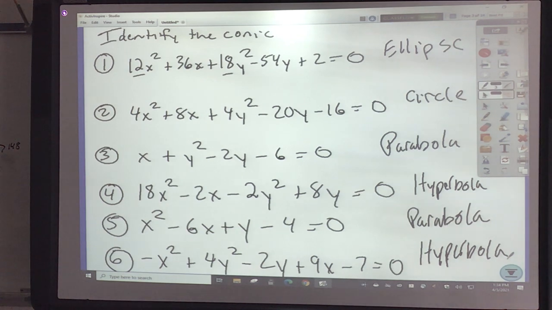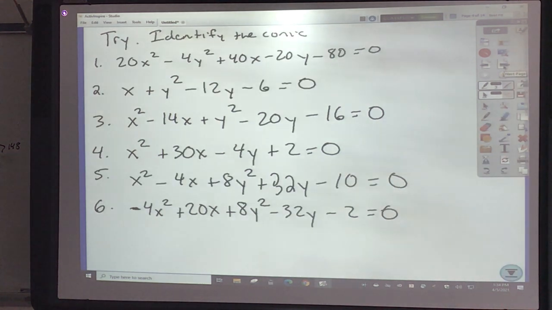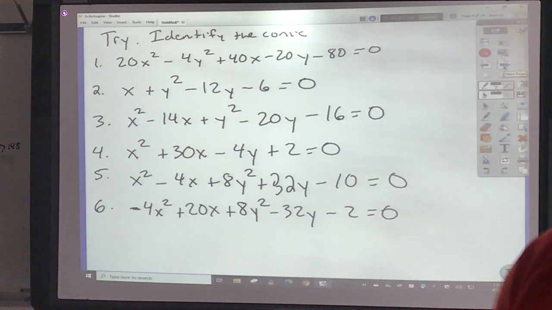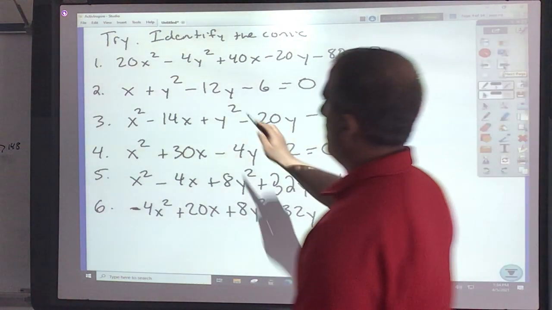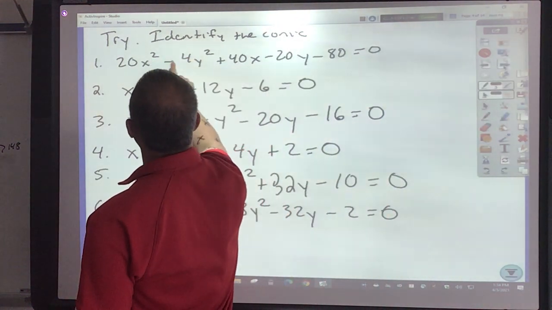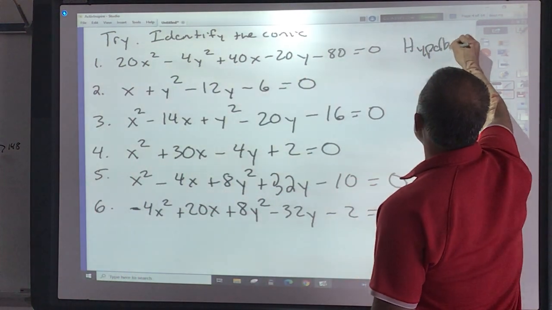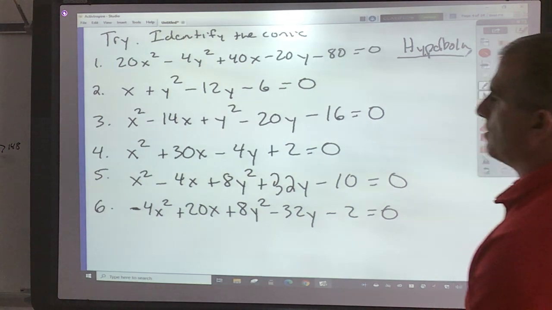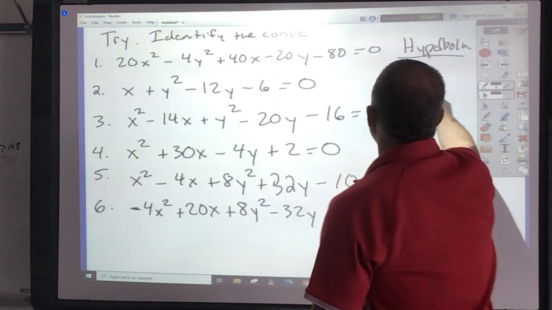What I'd like you to do is identify the conic, given the equation. You should pause your video and go ahead and do this. Now, since there are two square terms, it's not a parabola, but since that's negative, that's a hyperbola. It's not a parabola because there are two square terms. Here I've got one square term, boom, so that's got to be a parabola.